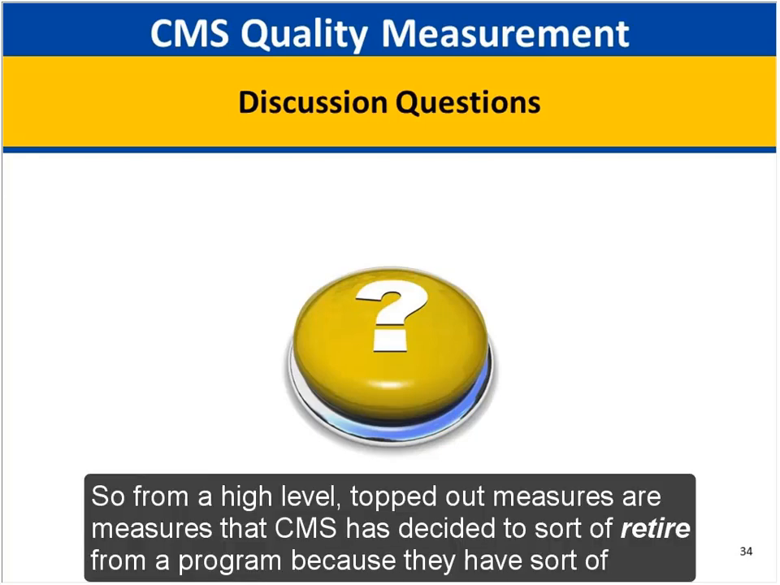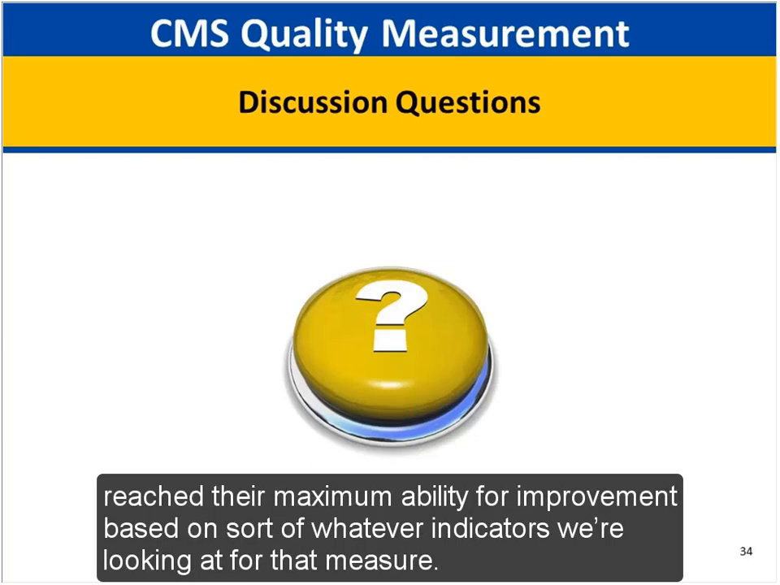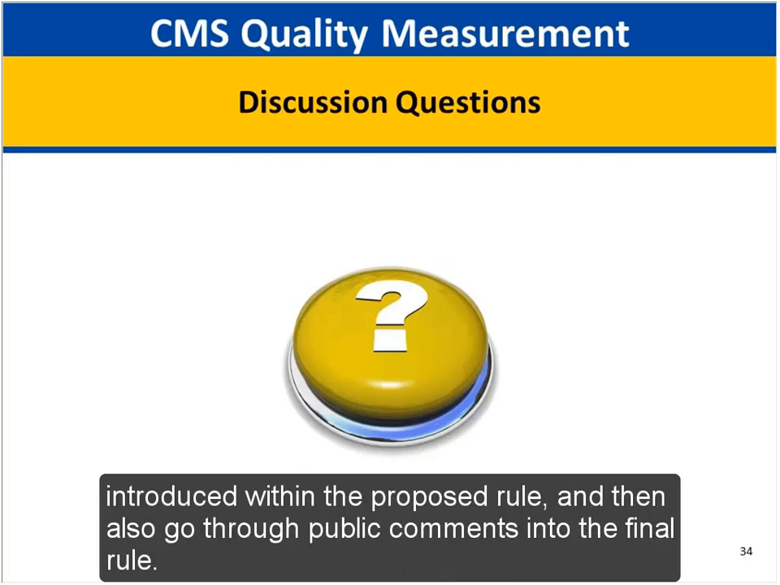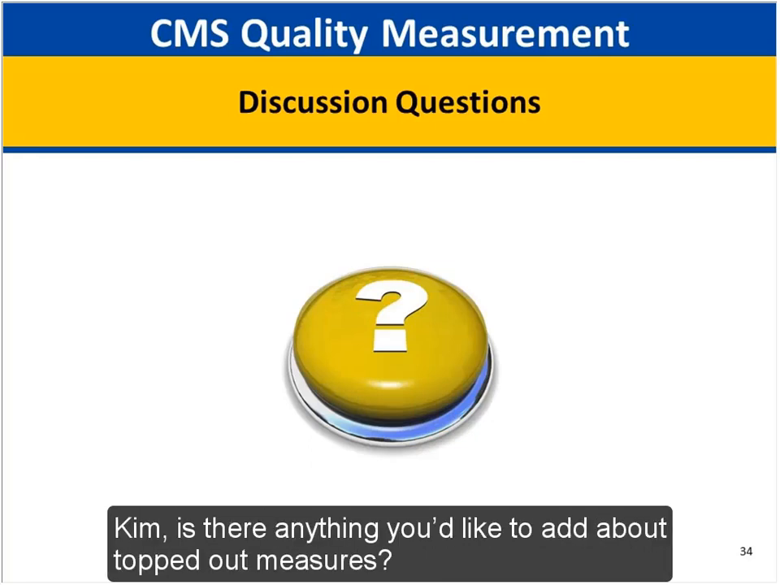Sure. So from a high level, topped-out measures are measures that CMS has decided to retire from a program because they have reached their maximum ability for improvement based on whatever indicators we're looking at for that measure. The approach to retiring, decommissioning, or listing a measure as topped out is the same as putting a measure into a program. So it will be introduced within the proposed rule and then also go through public comments into the final rule. Kim, is there anything you'd like to add about topped-out measures?